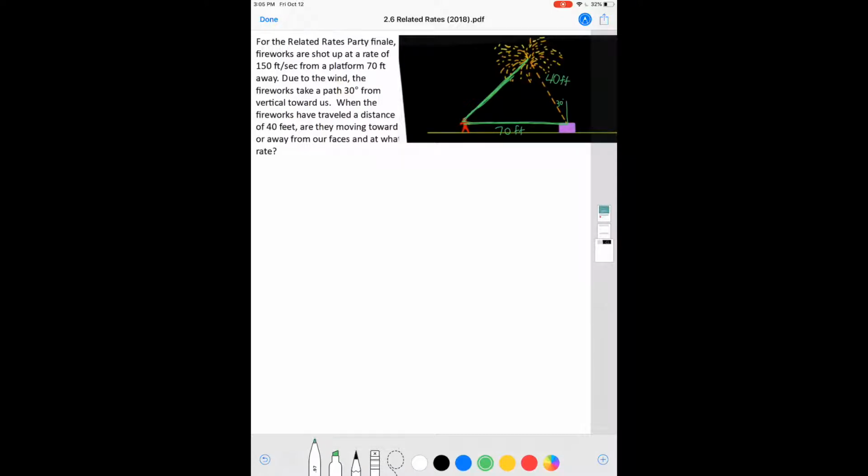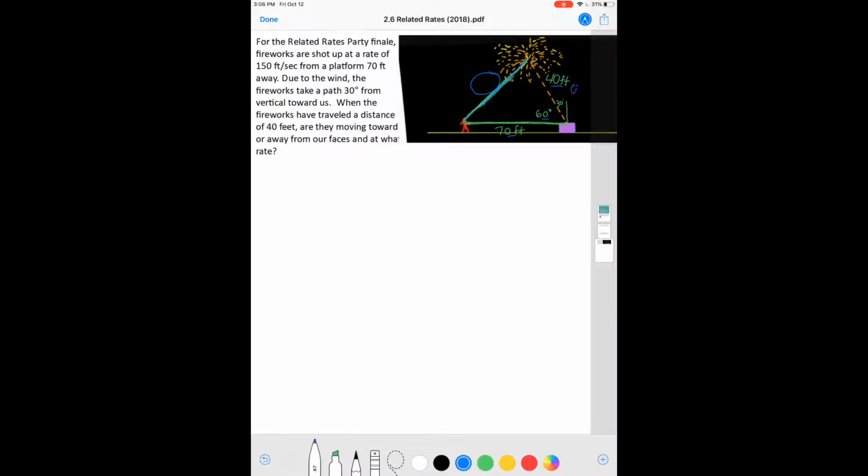I think a nice place to start is, if we're looking for the rate of change of this side of this triangle, could we figure out how long that triangle side is? Do you know how to do that? You can't do the Pythagorean theorem because it's not a right triangle. Did you say the law of cosines? Great. We do have sort of a side angle side situation here.